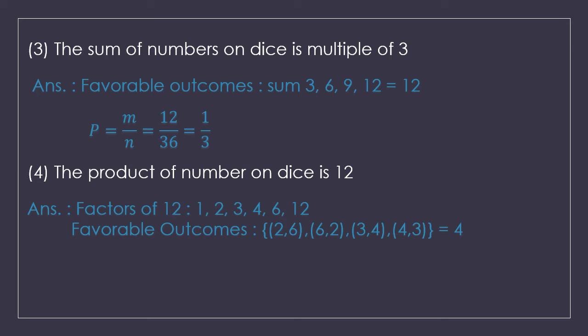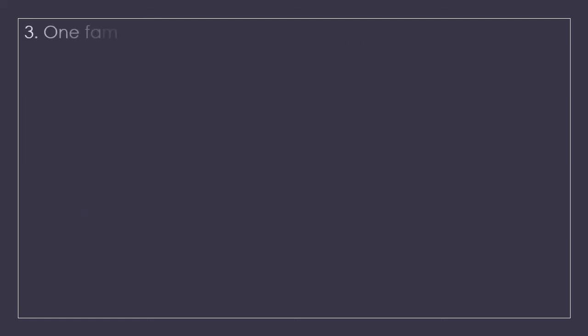So this is a trick which you can use to simplify your calculations rather than going through all the 36 outcomes to find the product of which element is 12. So probability here will be 4 upon 36, it will be 1 upon 9. So moving on to the third question.